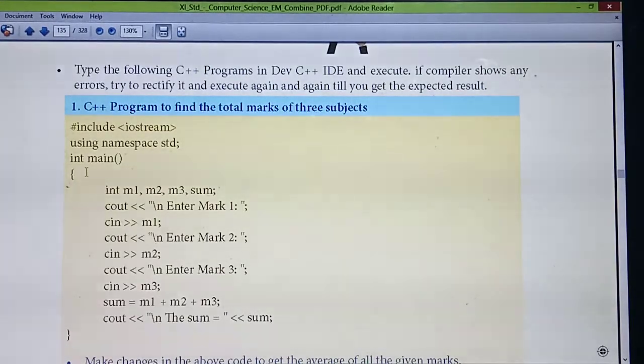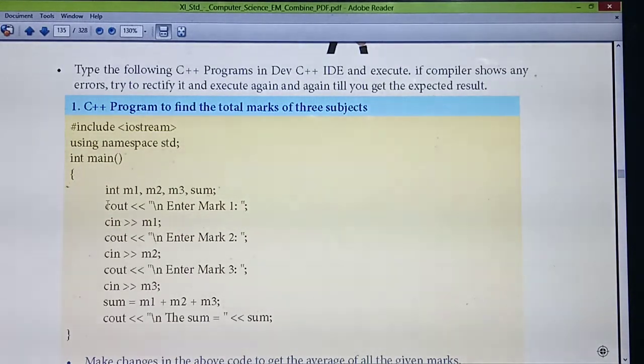Listen carefully. Next you are going to enter the marks for 3 subjects. So how many variables do you need? 3 variables, isn't it? And you are also going to add the 3 marks and store the result in another variable. So totally 4 variables you need. Marks are of which data type? Numbers. Number means which data type you need to mention? Integer. What's the short form for integer? int.